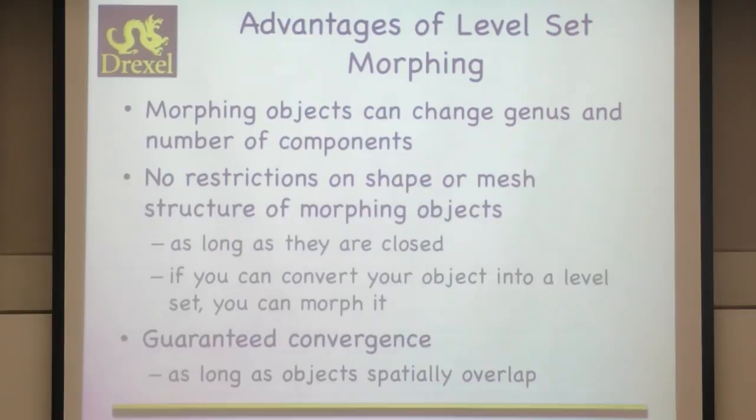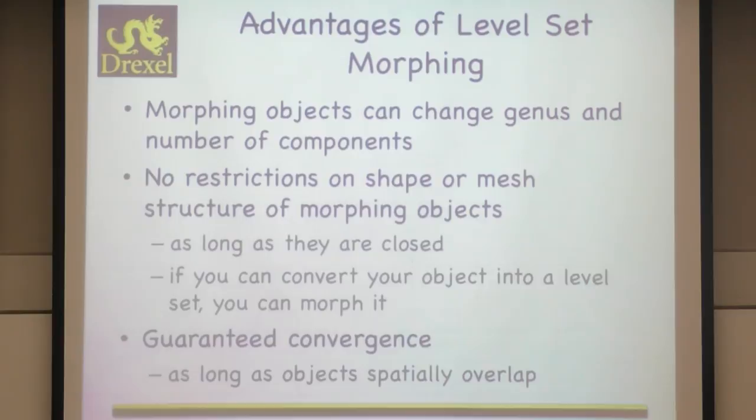Again, you can't morph everything. As long as they are closed, implicit models are solid models, so it has to be closed. But if you can convert your object into a level set, we can morph it. And it turns out, I'll touch on this, there's a guaranteed convergence. You give me object A and B, I can guarantee that I can make A turn into B. You may not like what it looks like, but we can get there. It turns out this holds as long as the objects spatially overlap.